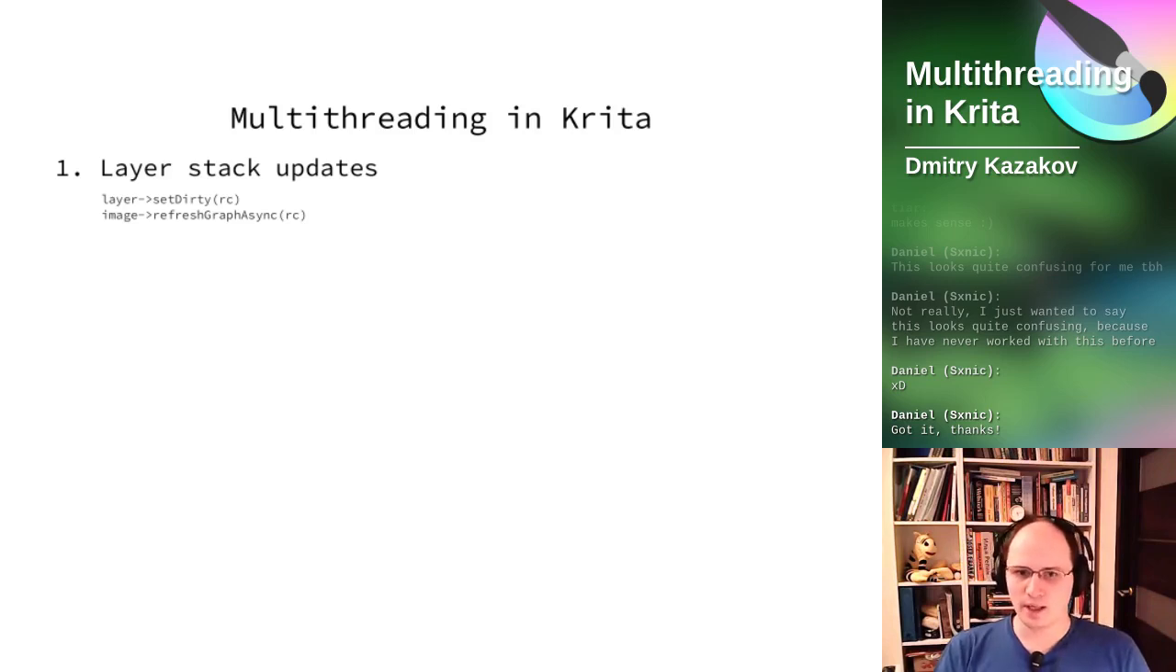When you call refresh graph async, you show that this area of the layer became dirty, and this area and the whole subgraph of layers should be regenerated and shown to the user.